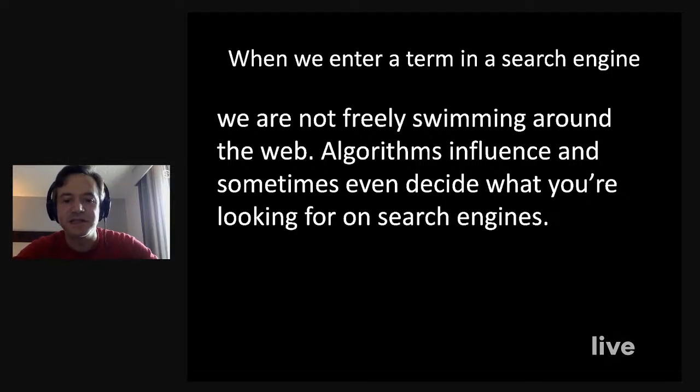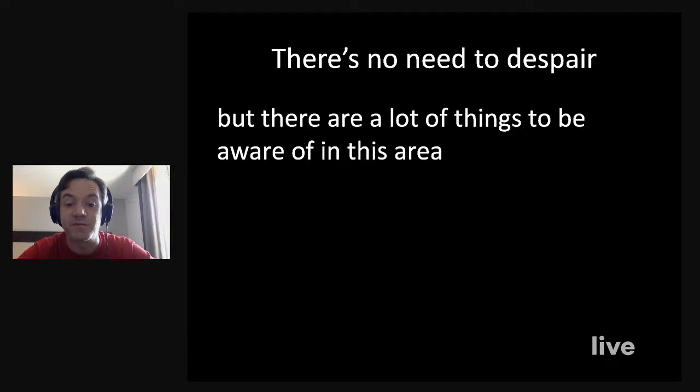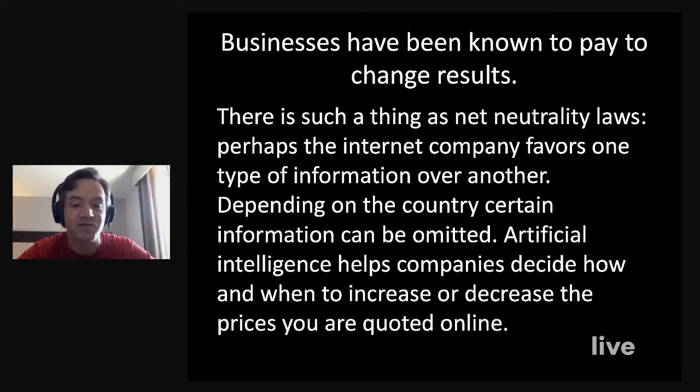So, changing the slide again, all sorts of things can happen in search engines, right? Businesses have been known to pay to change results. There's such a thing as net neutrality laws. This is a situation where perhaps the internet company could favor one type of information over another. There could be money involved with that, in terms of changing results. Depending on the country, certain information could be omitted. Definitely, if you travel around the world, you do not get the same results when you punch in the same terms, even in the same search engines.